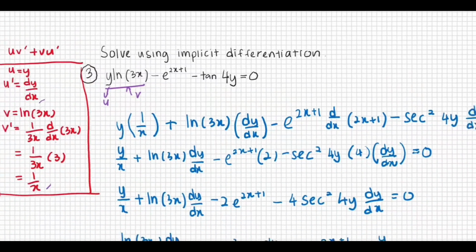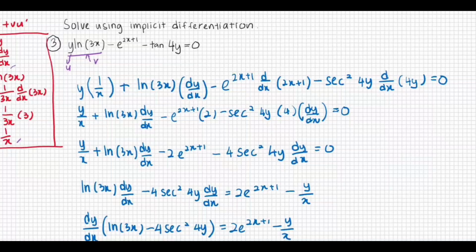And then we insert it into the formula uv prime plus vu prime. So y times 1 over x plus ln 3x times dy over dx, and then we continue with the second part. Minus e to the power of 2x plus 1, differentiate the power, minus secant squared 4y, and then differentiate the 4y, equals 0. And then we will get y over x plus ln 3x dy over dx minus e to the 2x plus 1 times 2 minus secant squared 4y times 4 times dy over dx equals 0.